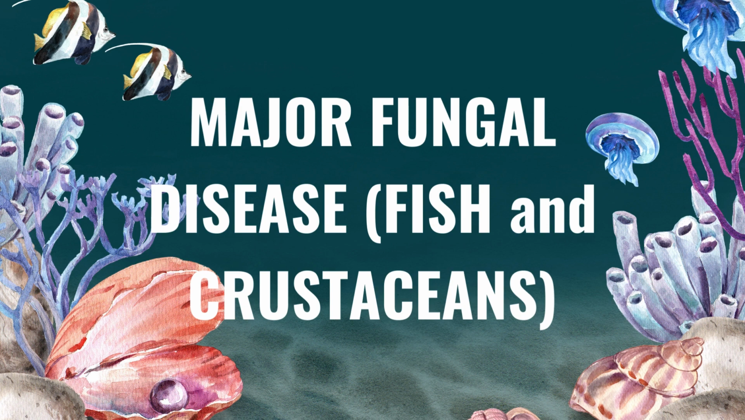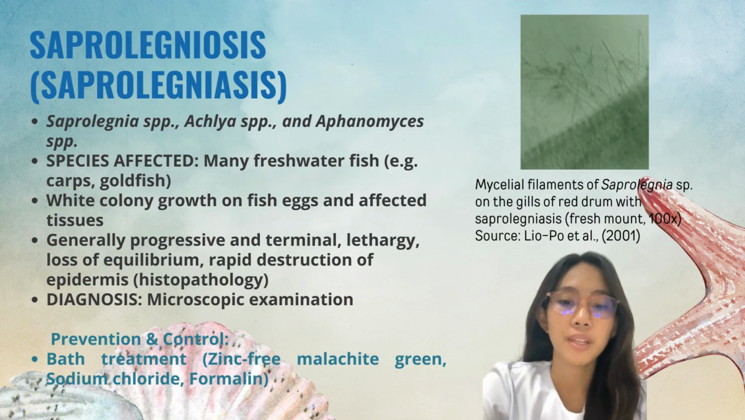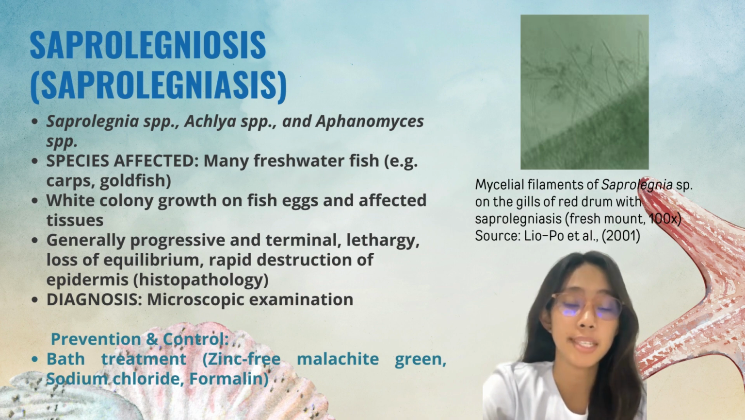At this moment, we are going to discuss the major fungal diseases of fish and crustaceans. The first fungal disease is saprolegniasis, which is caused by Saprolegnia species, Achlya species, and Aphanomyces species. Many freshwater fish, such as the carps and goldfish, are affected.